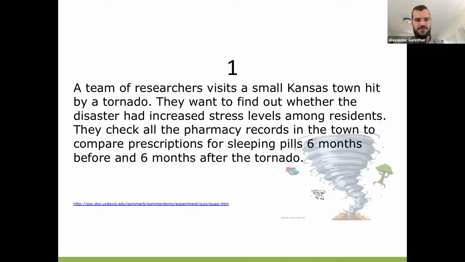A team of researchers visits a small Kansas town hit by a tornado. They want to find out whether the disaster increased stress levels among residents. So they check pharmacy records in the town and compare prescriptions for sleeping pills. That's their dependent variable: sleeping pills 6 months before and 6 months after the tornado. So nice, we're nailing it. This is a quasi-experimental design.